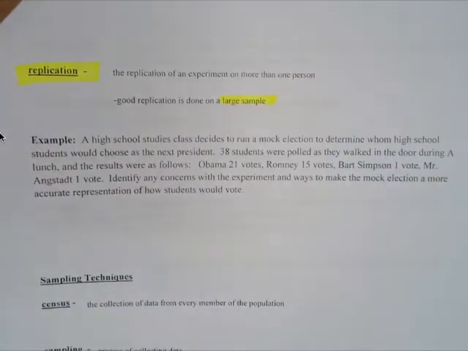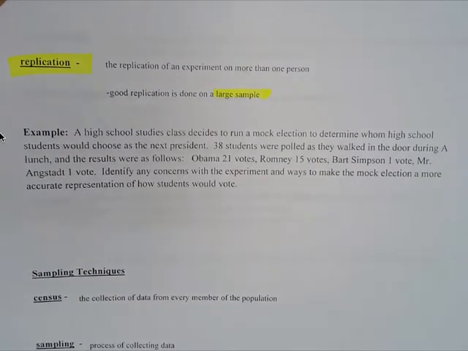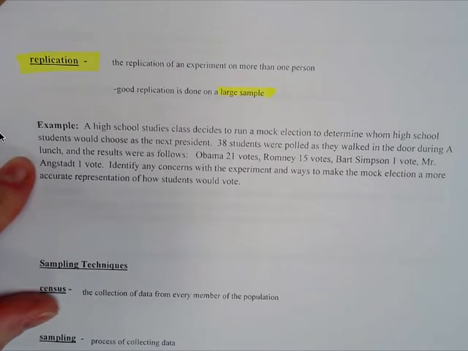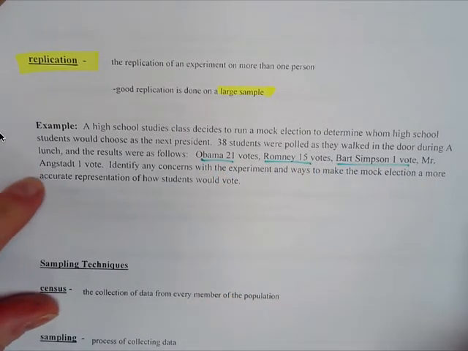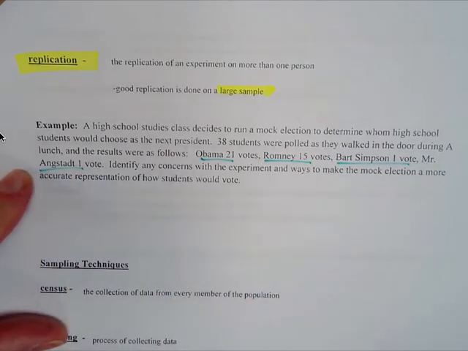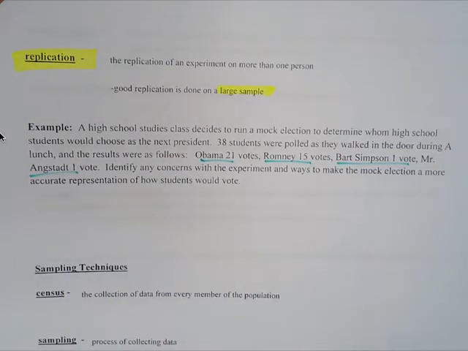Let's look at this example. A high school studies class decides to run a mock election to determine whom high school students would choose as the next president. 38 students were polled as they walked through the door during a lunch, and the results are as follows: Obama 21, Romney 15, Bart 1, some teacher 1. Identify concerns with the experiments and make ways to fix it to be more accurate and more representative.